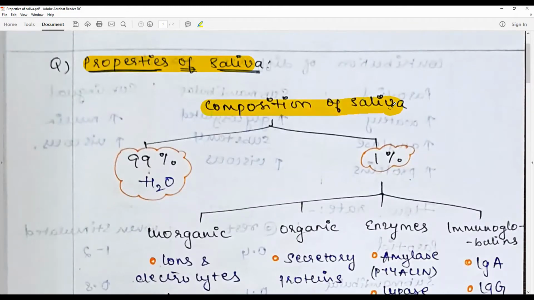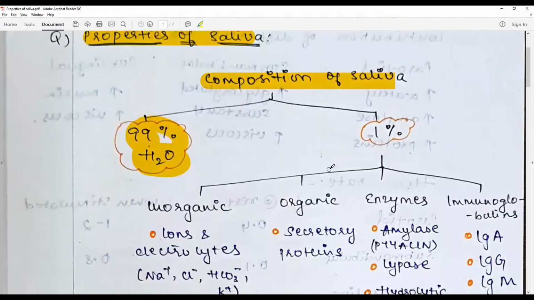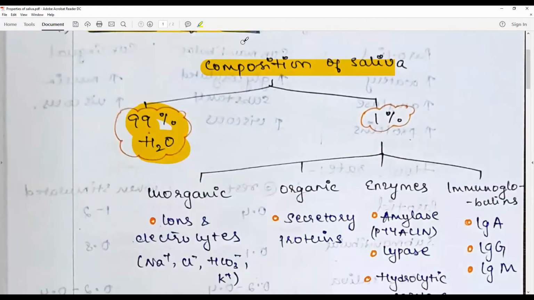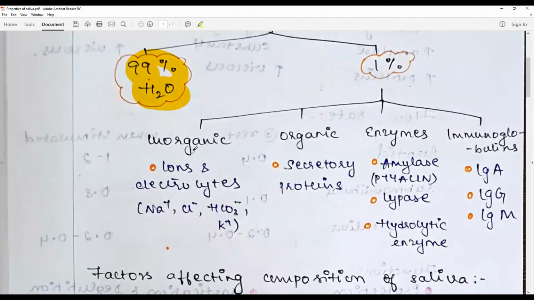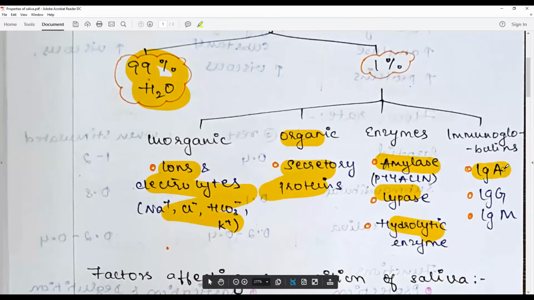Start the answer with the composition of saliva. The majority, 99%, is water, and 1% has inorganic and organic substances, enzymes, immunoglobulins and other substances. Inorganic includes ions and electrolytes, list them out. Organic includes secretory proteins, enzymes like amylase, lipase, hydrolytic enzymes, and immunoglobulins: IgA, IgG, IgM, all of this.